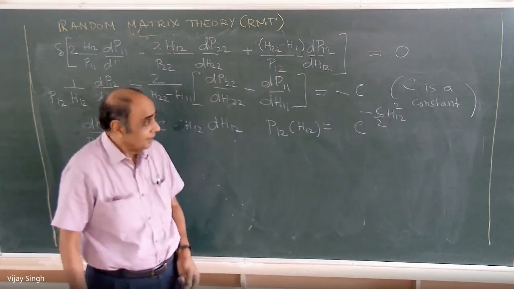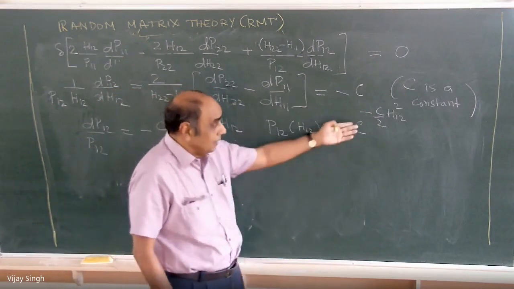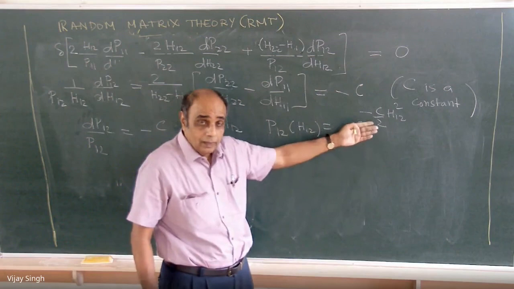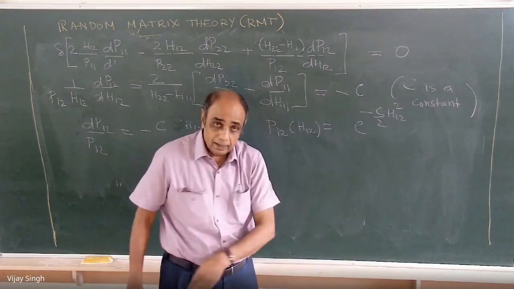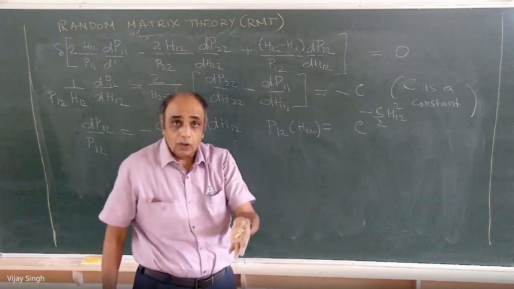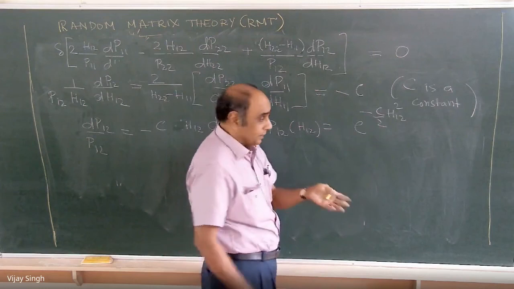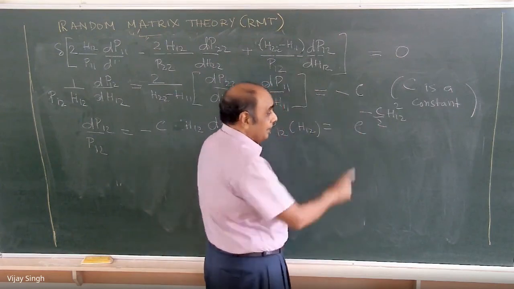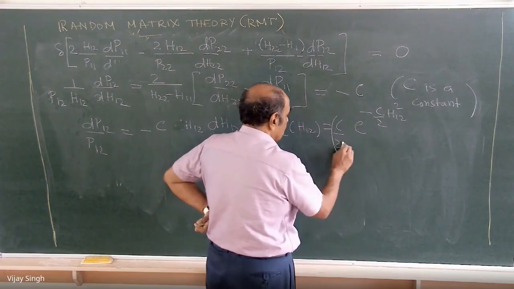C is a constant, but I will posit that C is a positive constant, because it's a probability distribution. If I could actually integrate this over H12 from minus infinity to plus infinity and make it equal to a constant like 1, I would simply get that C has to be positive. There has to be this negative sign, and C has to be positive, and I would simply get that C is equal to C12.